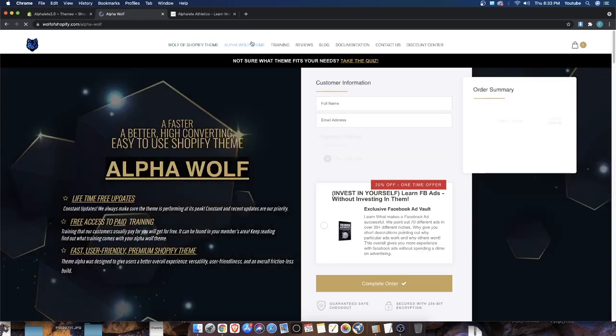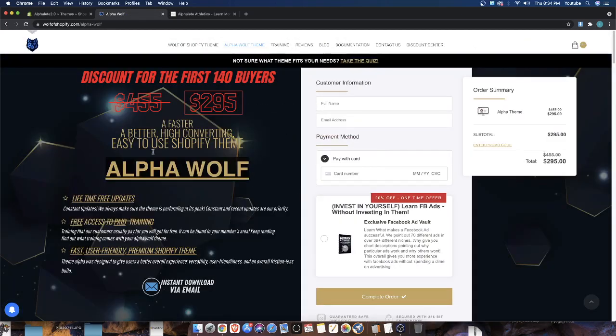Either way, we're going to go here and click on the Alpha Wolf theme. It's the second button. When we click on that, this is the actual theme. This is where you're going to have to buy it.